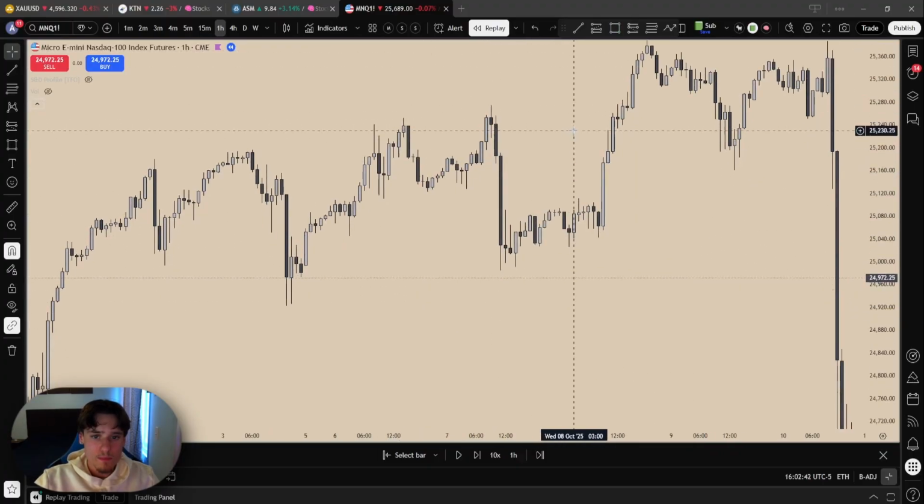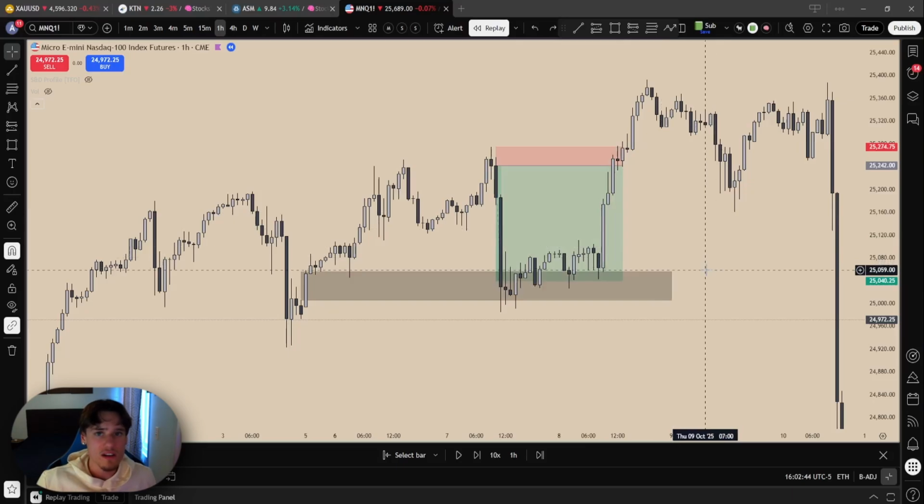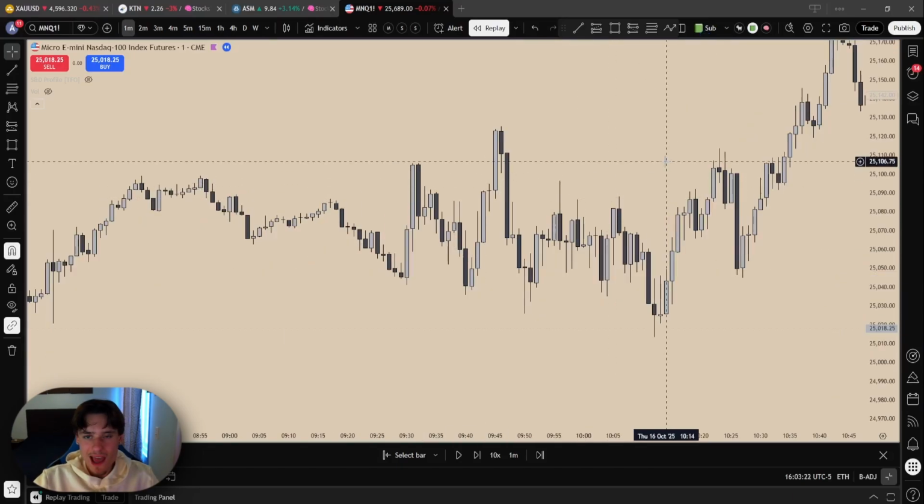So price always pushes to try to catch liquidity. So those are very key zones in the market. But you can't just take any fair value gap.